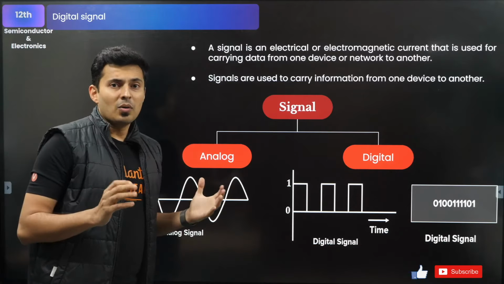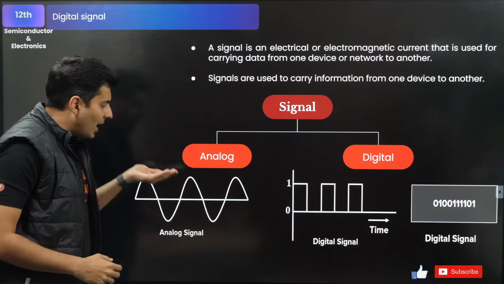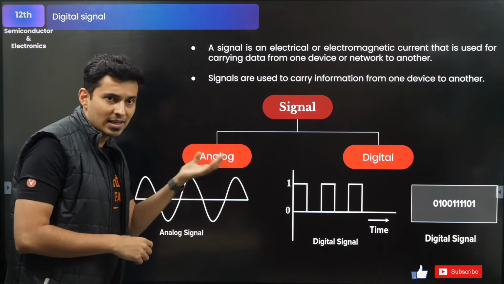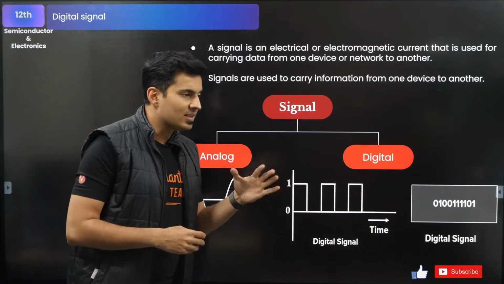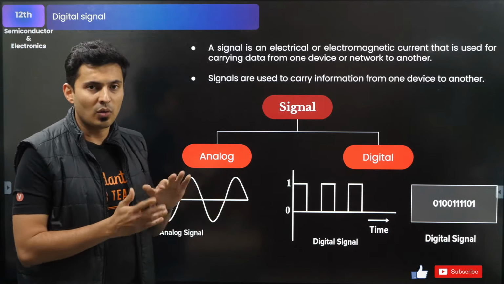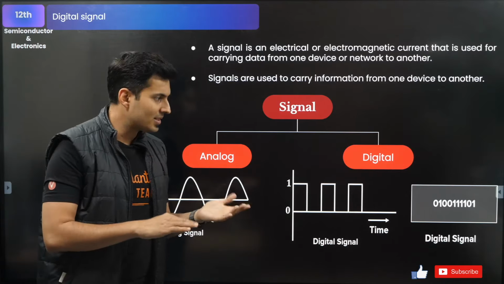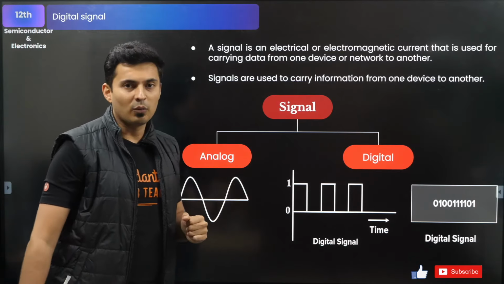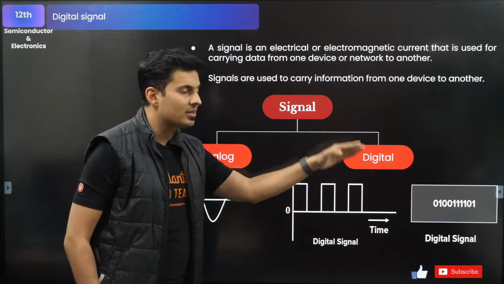All the signals around you are of two categories. They can have as many values as they want, that is called analog signals. But if the signal is in the form of high, low, yes, no, true, false, 5 volts, 0 volts, so that is binary kind of voltages, then it is called a digital signal.